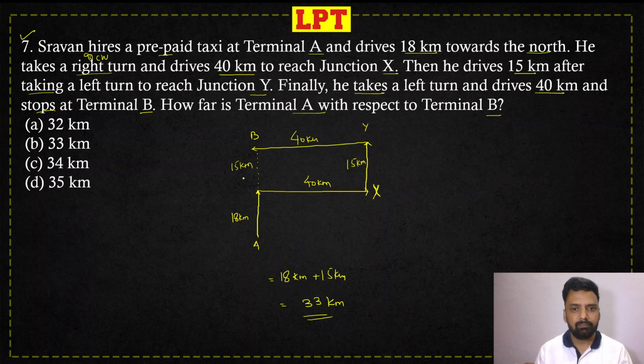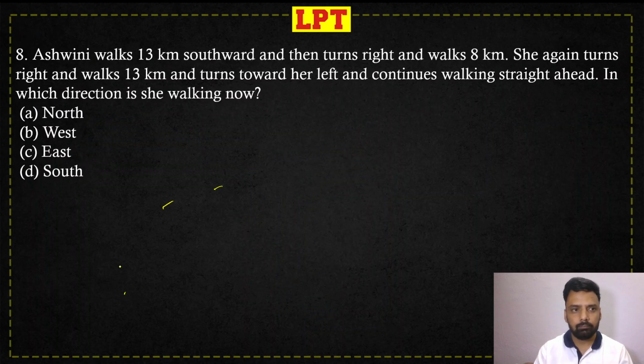Let's do one more question. Okay, so what we have here: Ashwini walks 13 kilometers southward, and then turns right and walks 8 kilometers. So it's 13 kilometers south, and then turns right. Right means clockwise, right? 90-degree clockwise, and 8 kilometers is the distance traveled by Ashwini.